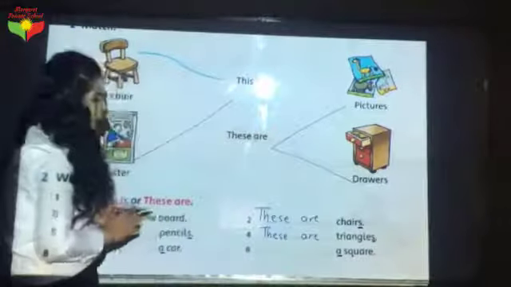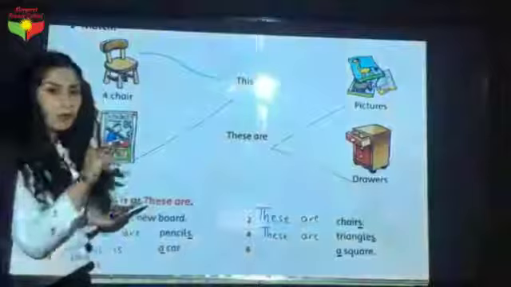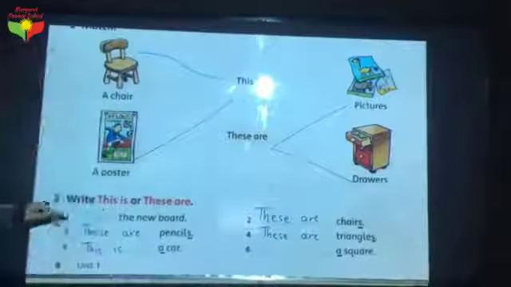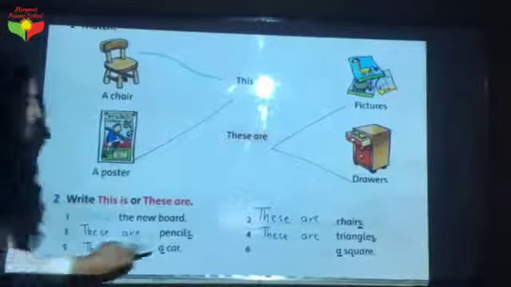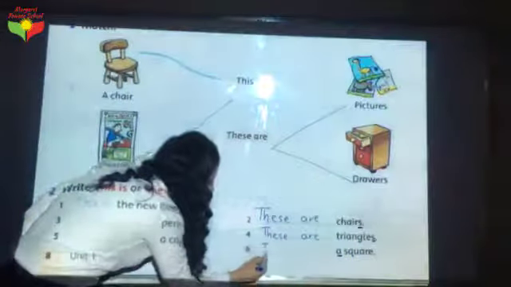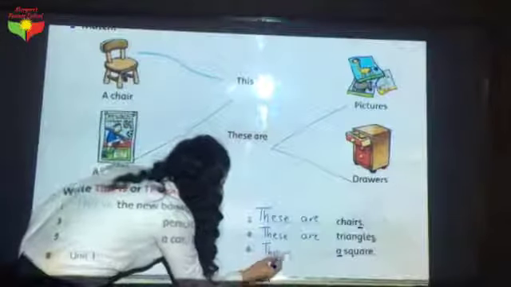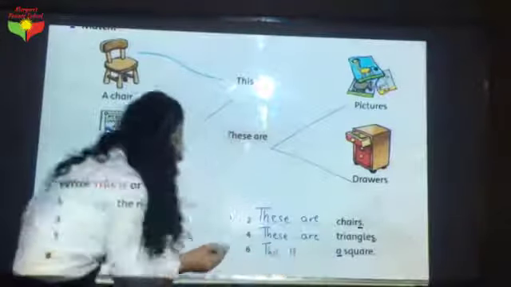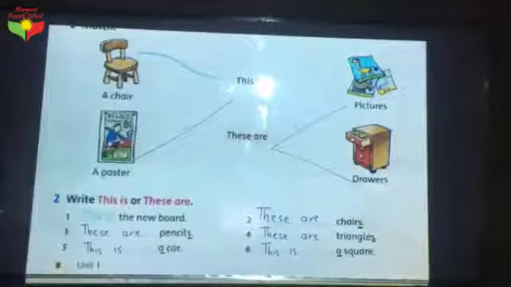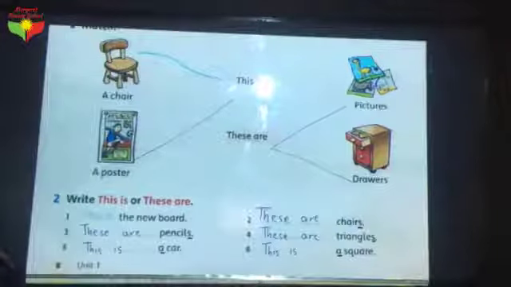A square. A means that we have only one square. That is why we have to use this is. So write this is in this space. Okay guys, are you done? Let's go to another exercise.